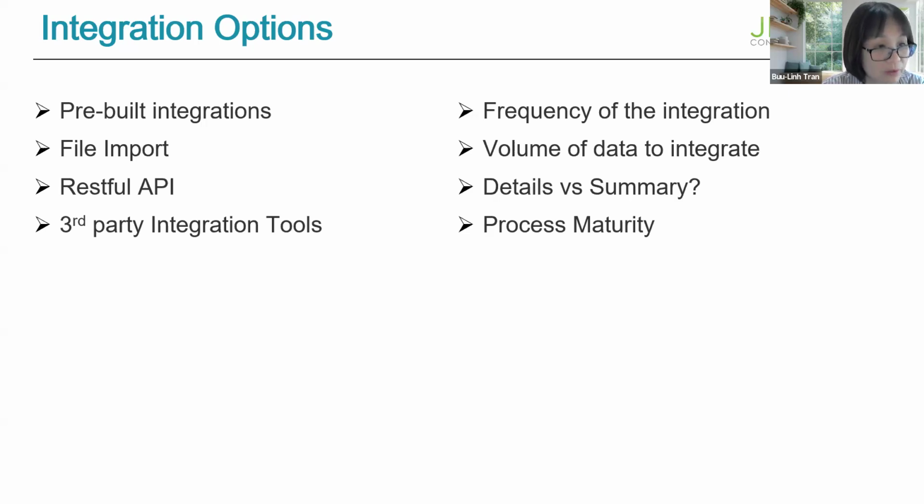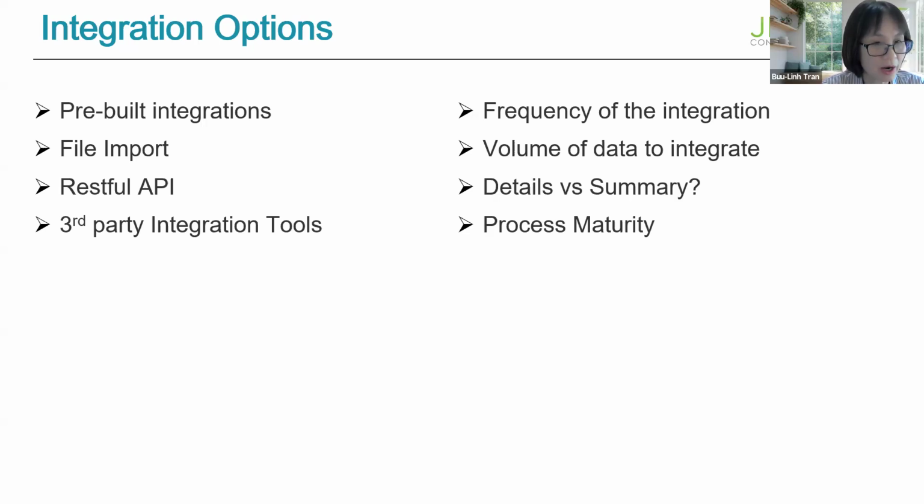The larger the volume, the more prone to error it is, so you want to automate it as much as possible. That goes to the next item, detail versus summary. You want to be careful as you're integrating data. You don't want to be in a situation of replicating data. As you bring data in, you want to ask yourself, do I want to bring in detailed data or do I want to bring in summary data?